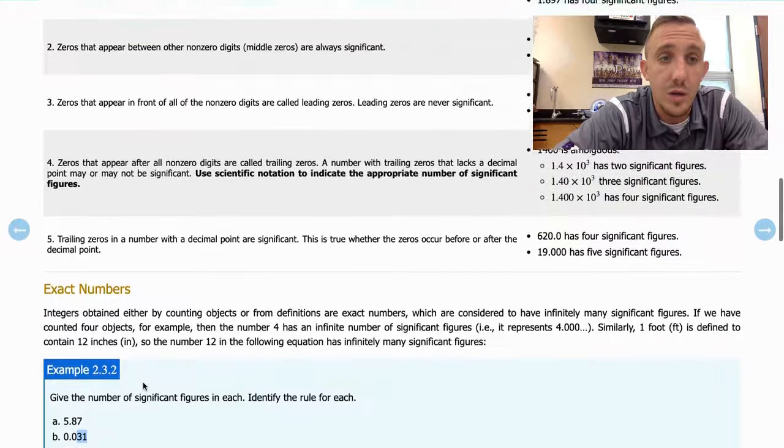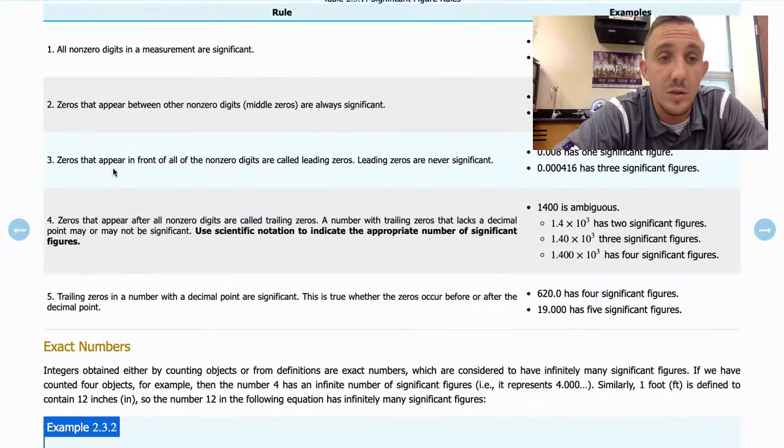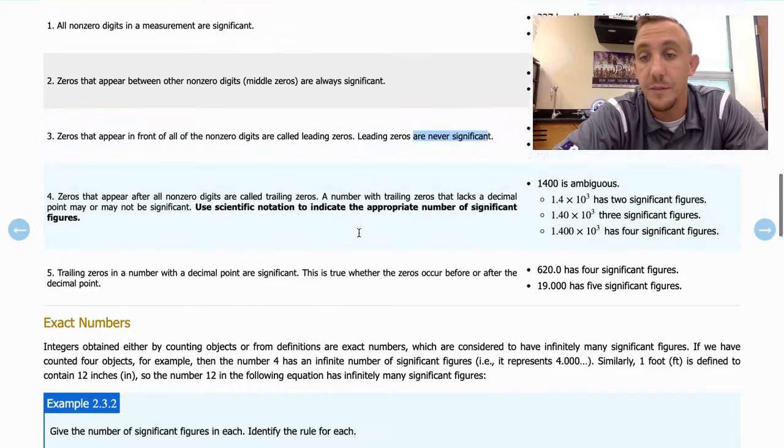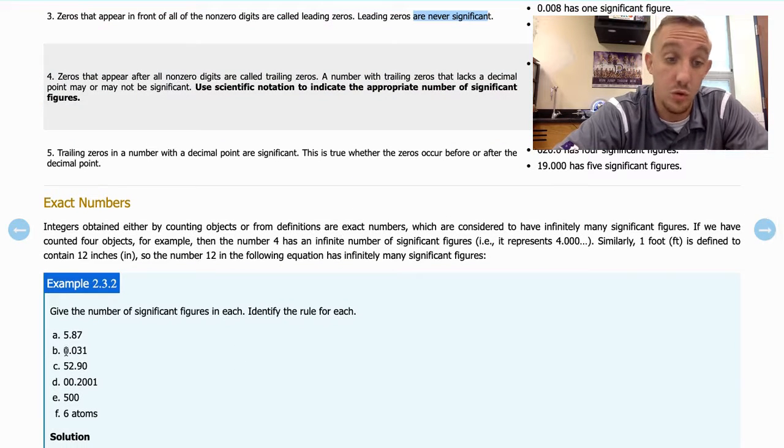Well, let's go ahead and look up what it says about leading zeros. Zeros that appear in front of a non-zero digit are called leading zeros. They are never significant. So rule 2 states those zeros don't count. Therefore, I only have 2 significant figures for B, the 3 and the 1.